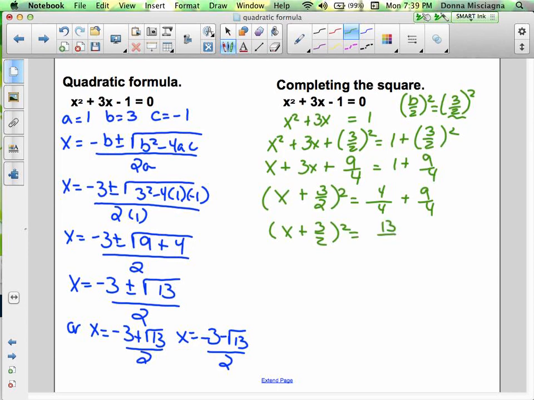How come I'm writing and it's coming up so much slower than my words? X plus 3/2. I'm writing and nothing's coming up.